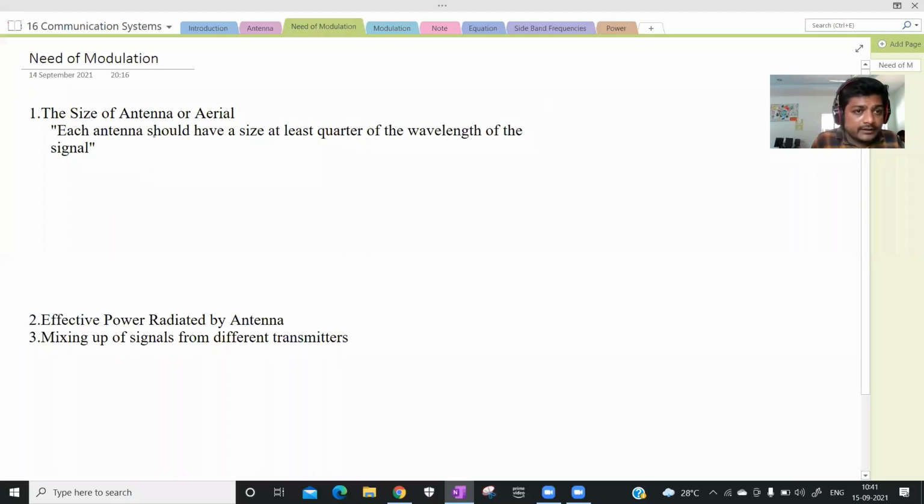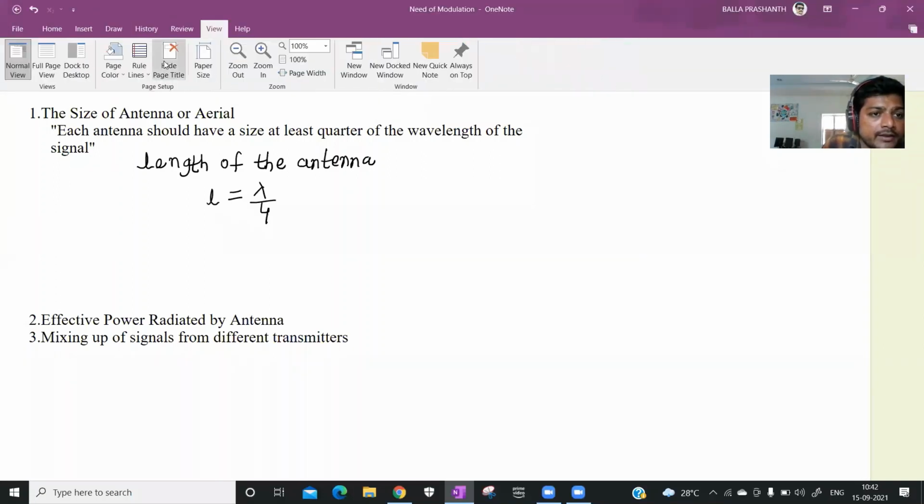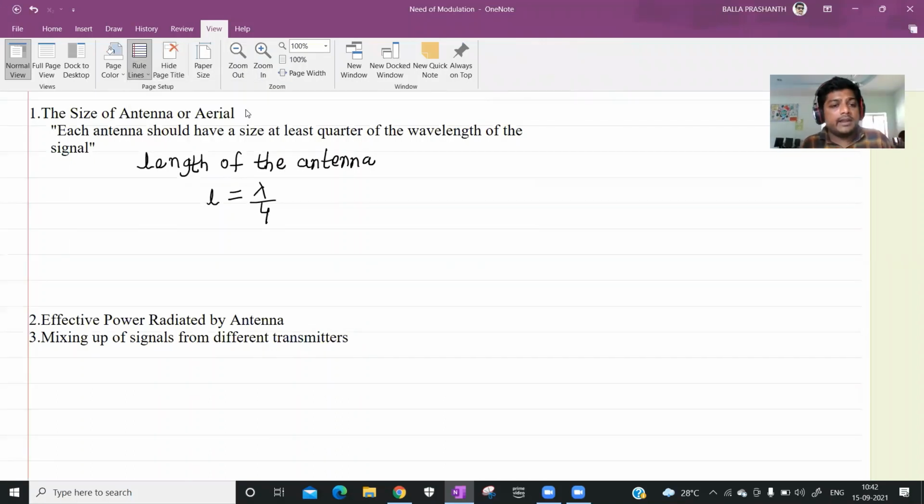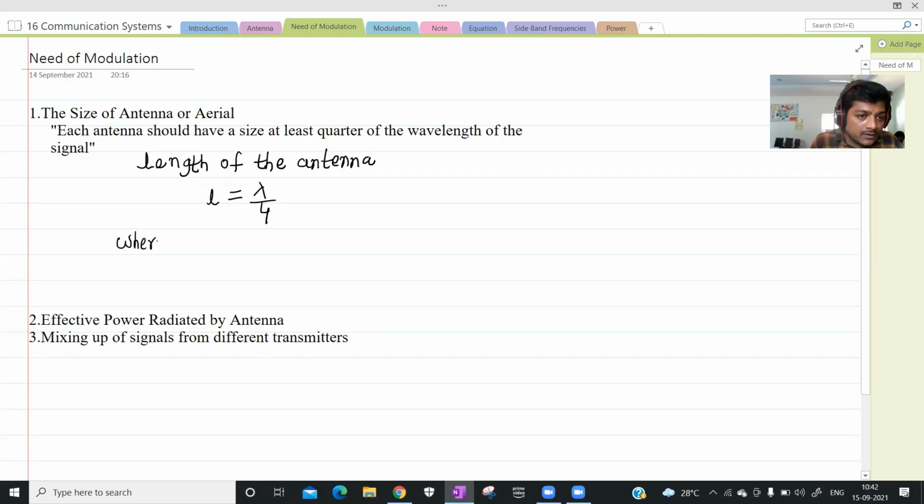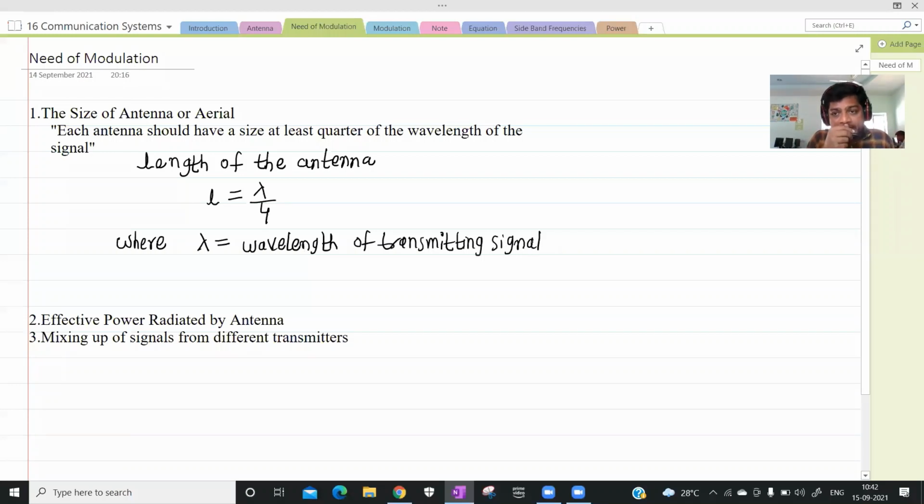The length of the antenna, small l, equals lambda by 4. Where lambda is the wavelength of the transmitting signal. So the length of the antenna, small l, equals lambda by 4, where lambda is the wavelength of the transmitting signal.